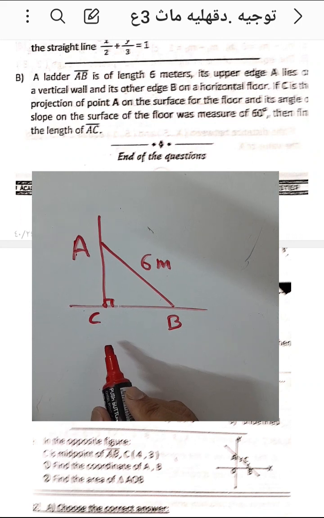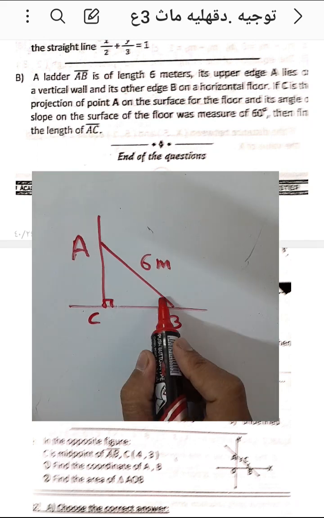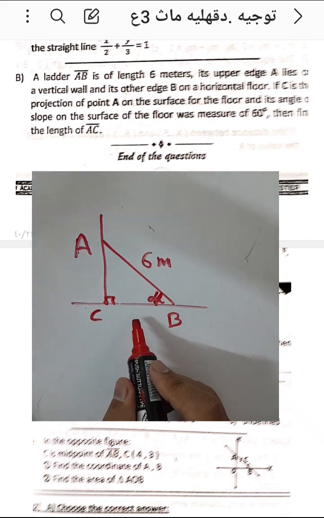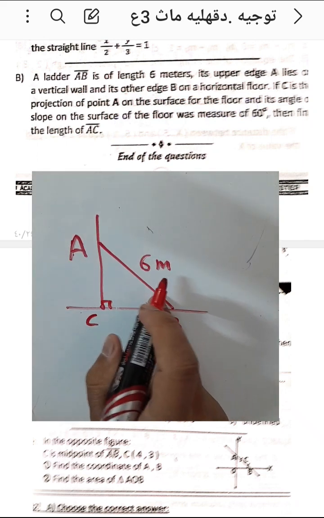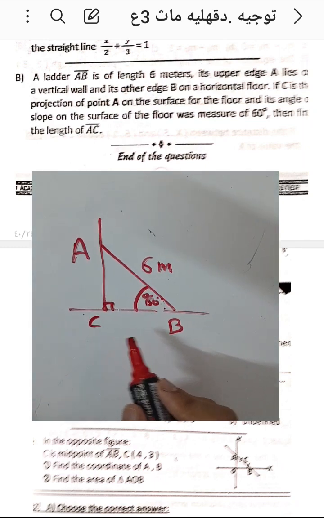And its angle of slope on the floor, here, is angle alpha, or theta. The slope of the ladder on the floor has a measure of 60 degrees. This angle equals 60 degrees. Then find the length of AC.